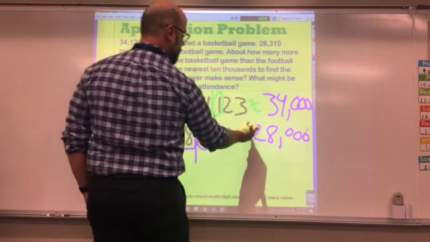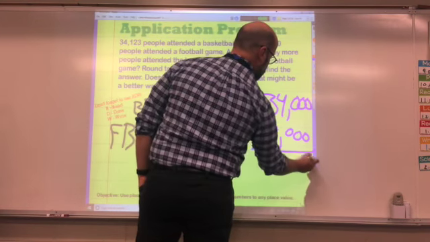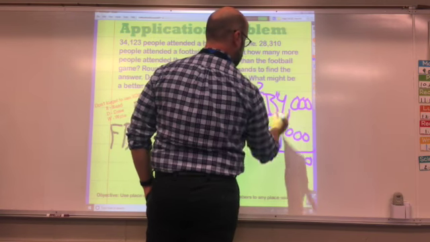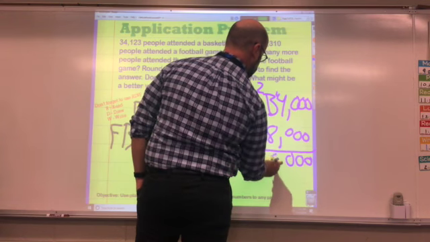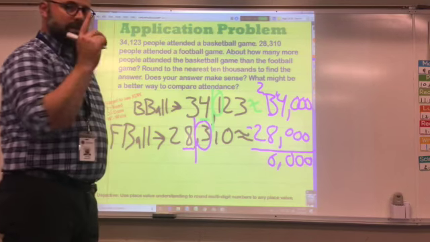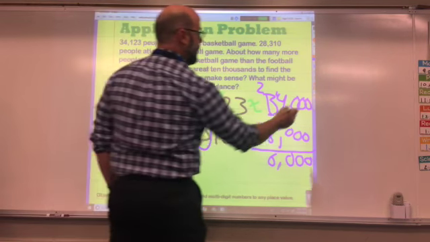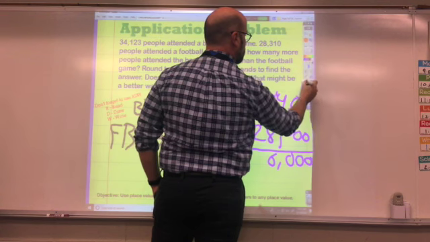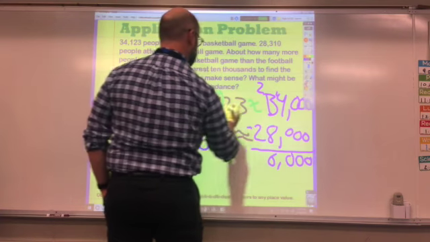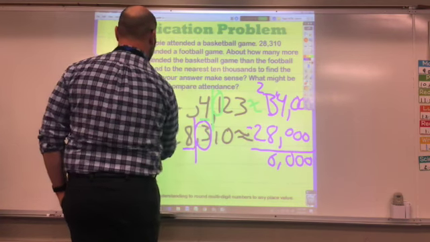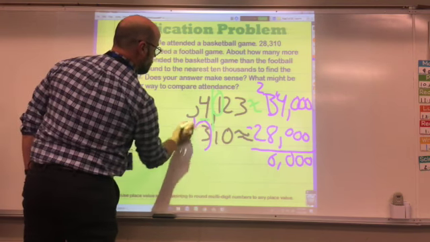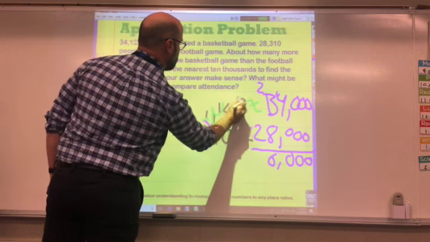Now, you can subtract that. 0, 0, 0. Gotta borrow, can do 8 out of 4. 14 minus 8 is 6. 2 minus 2 is 0. So, 6,000. And that was close to our original answer when doing the normal subtraction algorithm of 34,123 minus 28,310.